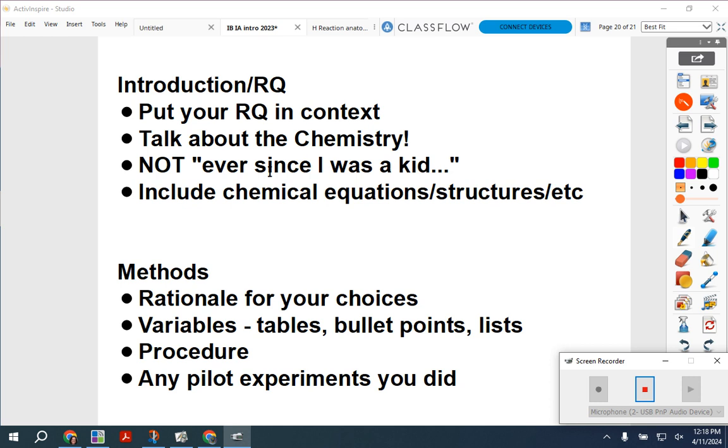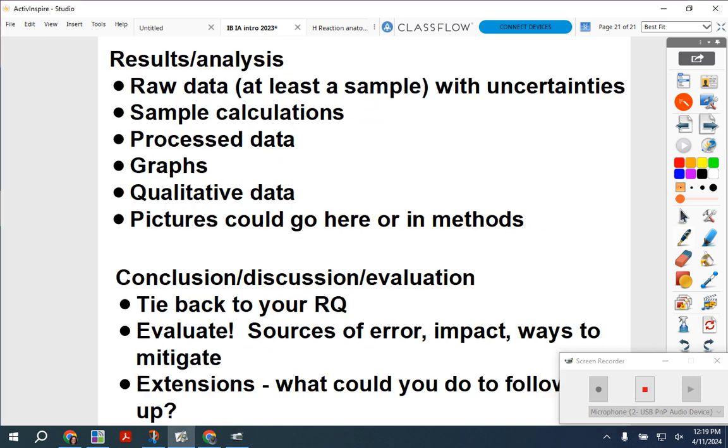Depending on your experiment, you may also want to put pictures in here. If you have an experiment for which pictures would be good, like a titration, it can either go in the methods or the results, kind of up to you. And depending on how you're formatting it, those could be all together. So after you've talked about what you did and how you did it, you also want to talk about what you got.